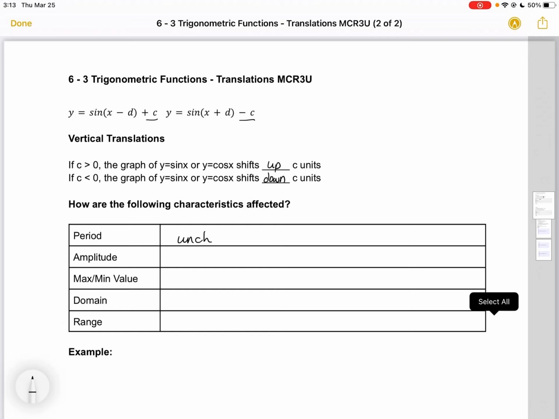The period remains unchanged with a vertical shift. The amplitude, or the height of your curve, also remains unchanged. That will change with the stretches that we get into next. Your max and your min value are changed by adding or subtracting c. The domain remains unchanged, and your range is also going to change because that is connected to your min and your max. So it changes by adding or subtracting c based on whatever you have.